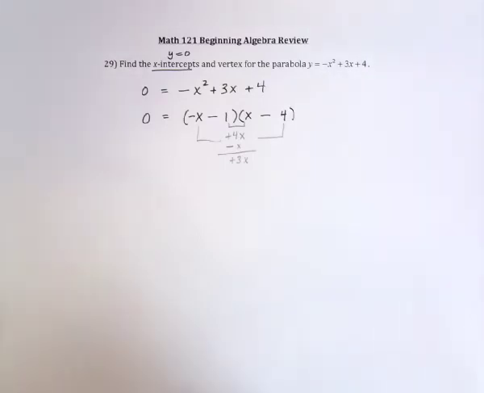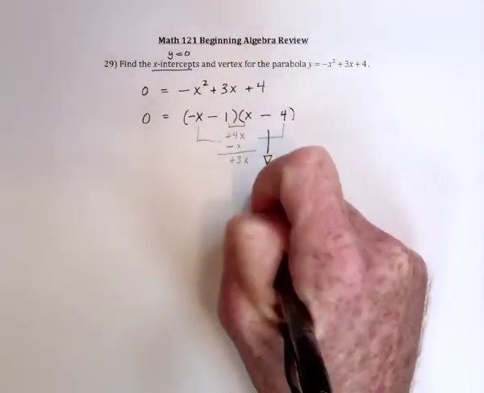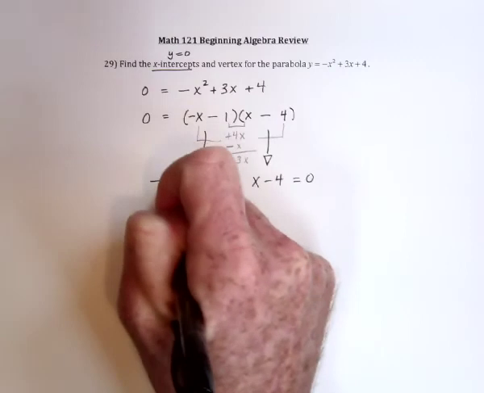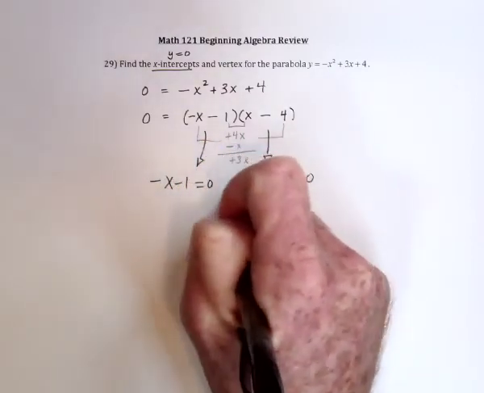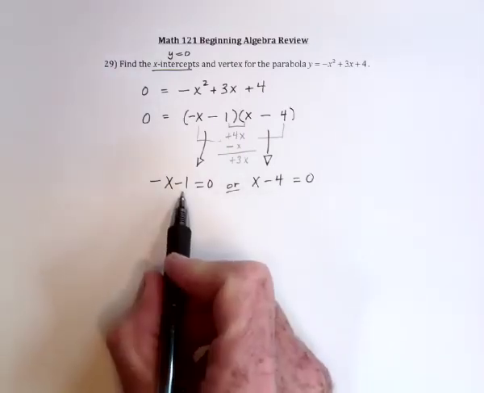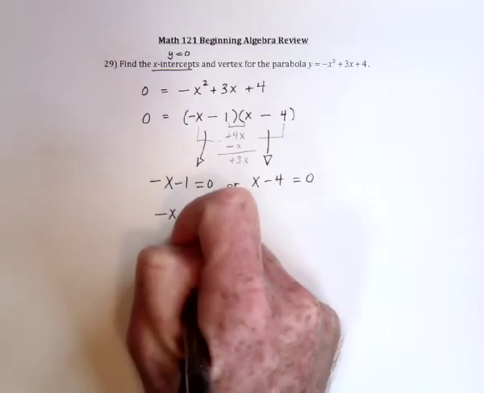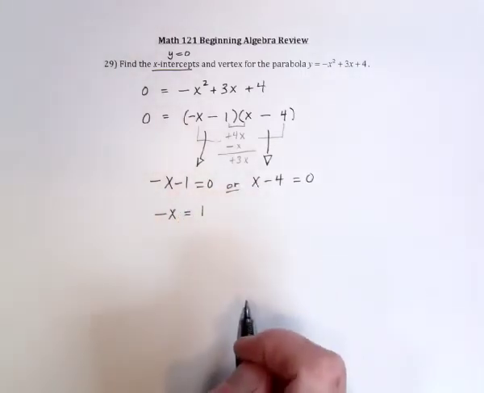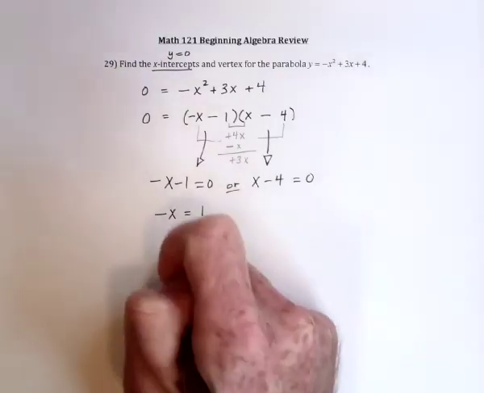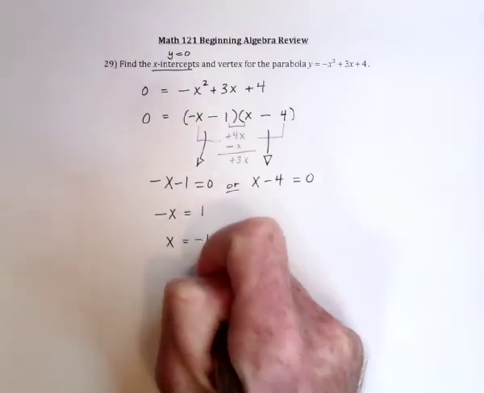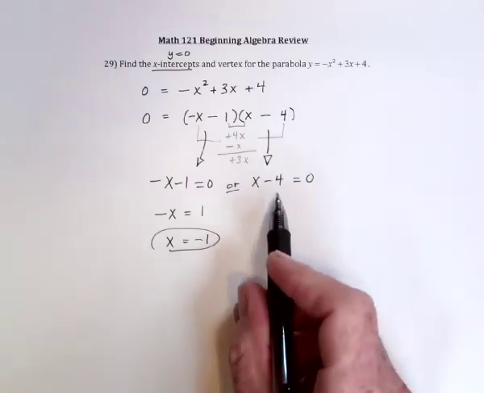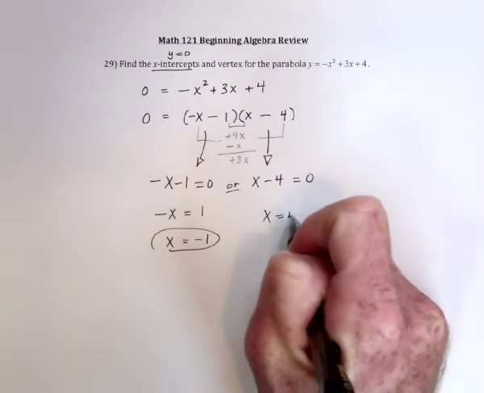Now the next thing to do is set each factor equal to 0. So x minus 4 set equal to 0. And this one, negative x minus 1 set equal to 0. And then just solve these equations. So for this, I need to add 1 to both sides. It becomes a positive 1 on the right-hand side. And then to get rid of the negative in front of the x, you can either multiply both sides by negative 1 or divide both sides by negative 1. Either way, it's going to switch this to be x equals negative 1. And then to finish this one, just add 4 to both sides. So it's going to be x equals a positive 4.